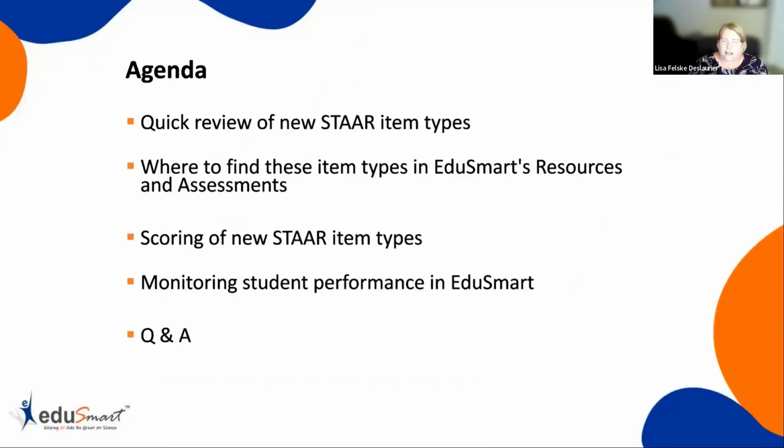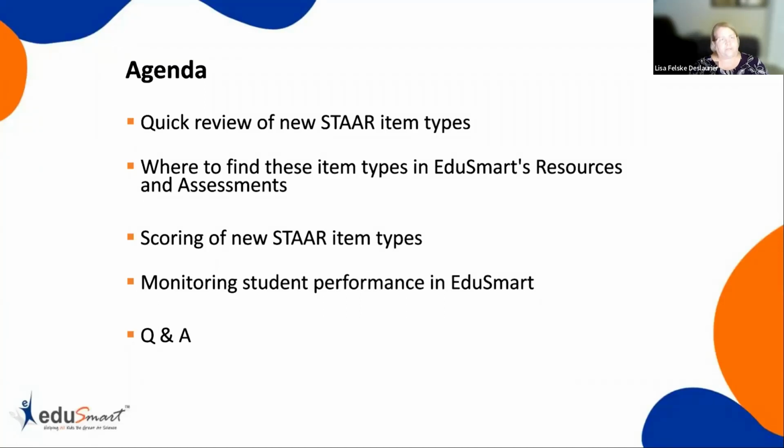So what we're going to do today is first a quick review of the new STAAR item types. This is part 2, and I know maybe not everyone here came to part 1. So we're just very briefly going to go over the new STAAR item types we have for science. And then we're going to talk about where to find these item types in our resources and in our assessments. We're going to talk about scoring of the new STAAR item types. I was waiting for a little bit more information from TEA, which they have not shared, but I figured out a way to get you the information that you need. And then to talk about ways you can monitor student performance on standards in EduSmart, and then time for a question and answer.